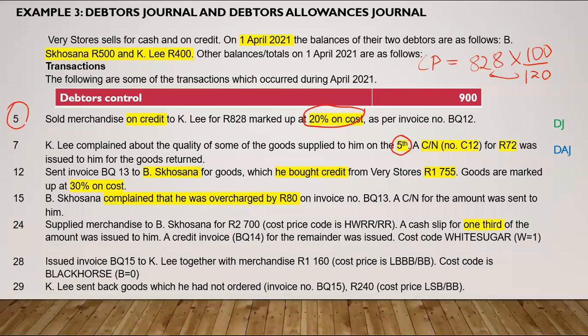On the 12th, it said we sent invoice BQ13 to Bisco Sana for goods which he bought on credit from various stores for 1,755. Goods are marked up at 30%. Obviously, that will go to DJ because we are selling goods on credit. When we record it in the DJ, what are we going to do?